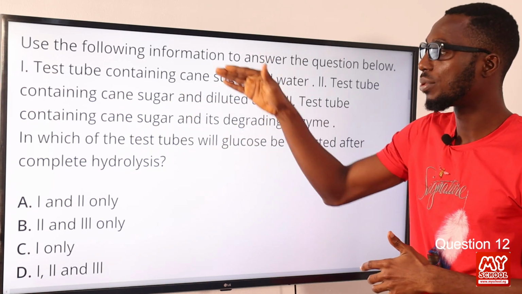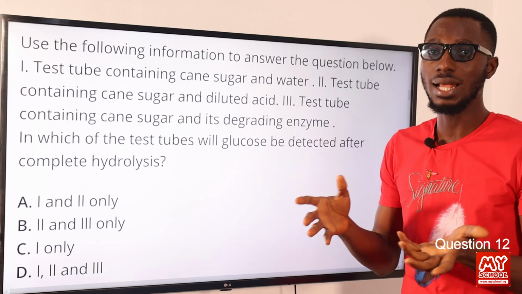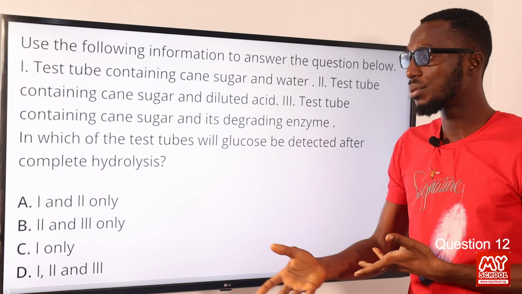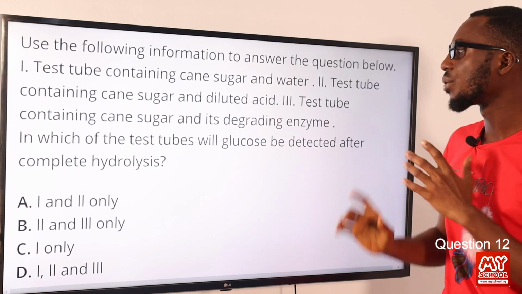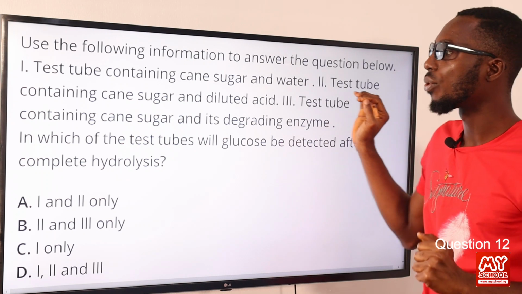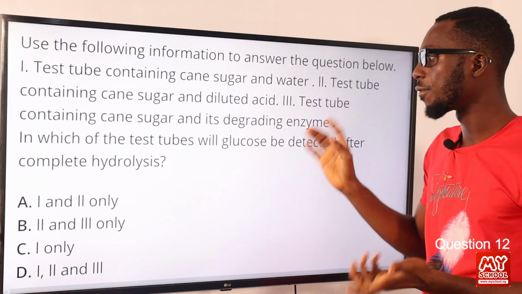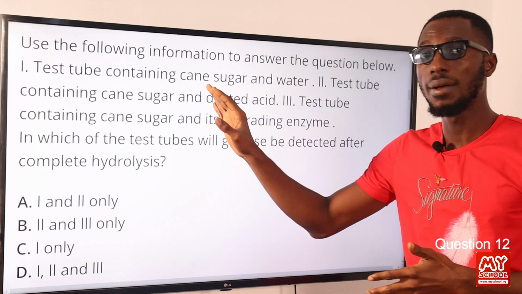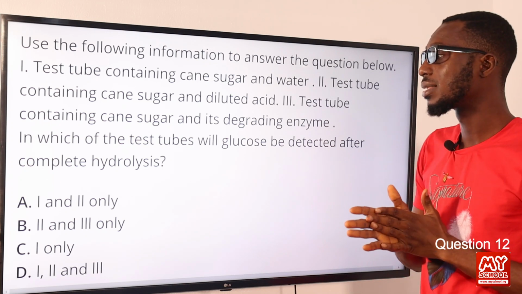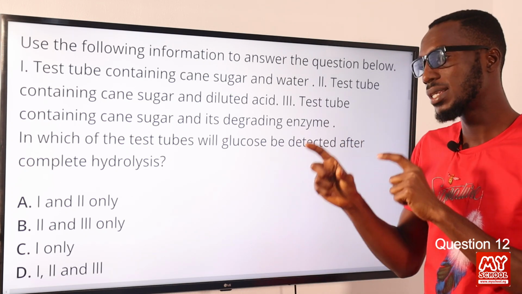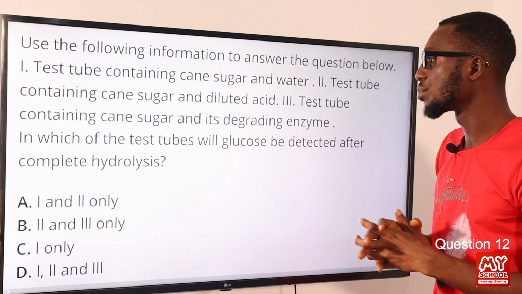So once it's been broken down, you can now use sodium hydroxide to neutralize the excess acid so that you can carry out the test for this simple sugar. So it can occur in test tube 2. Let's consider test tube 3, okay? Test tube containing cane sugar, sucrose, have that in mind, and its degrading enzyme. Of course, this process I just explained can also be effected using the enzyme invertase, and the process is known as inversion. Okay, so it's possible that the degrading enzyme too can be introduced.